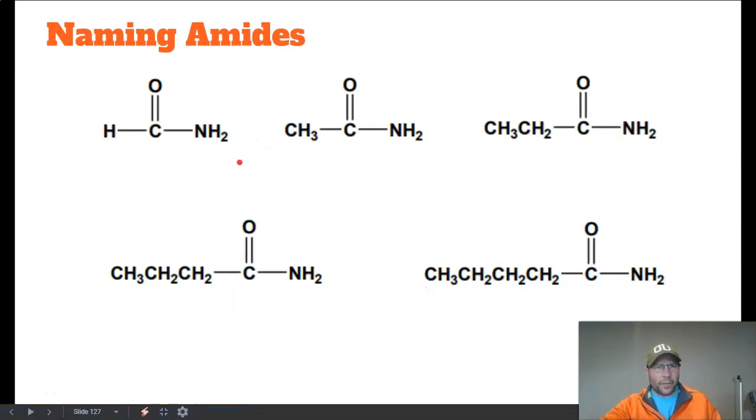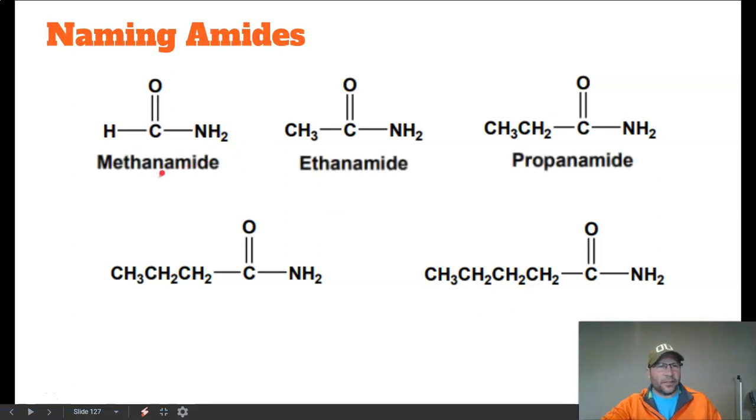When we name amides, let me show you how to name these things. It's nothing crazy. Look at this. We've got one carbon, so that's called methanamide right here. Two carbons, ethanamide, and then three carbons, propanamide. So see if you can name these before I give you the reveal. Let's see, we've got 1, 2, 3, 4. Butanamide. There you go.